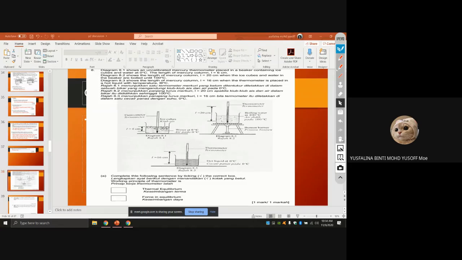So diagram 8.3 shows the length of the mercury column L is 16 cm when the thermometer is placed in a hot liquid with a temperature theta degrees Celsius. So we don't know what the temperature is. Okay, so A is complete the following sentence by ticking in the correct box. So actually, the working principle of a thermometer is thermal equilibrium.